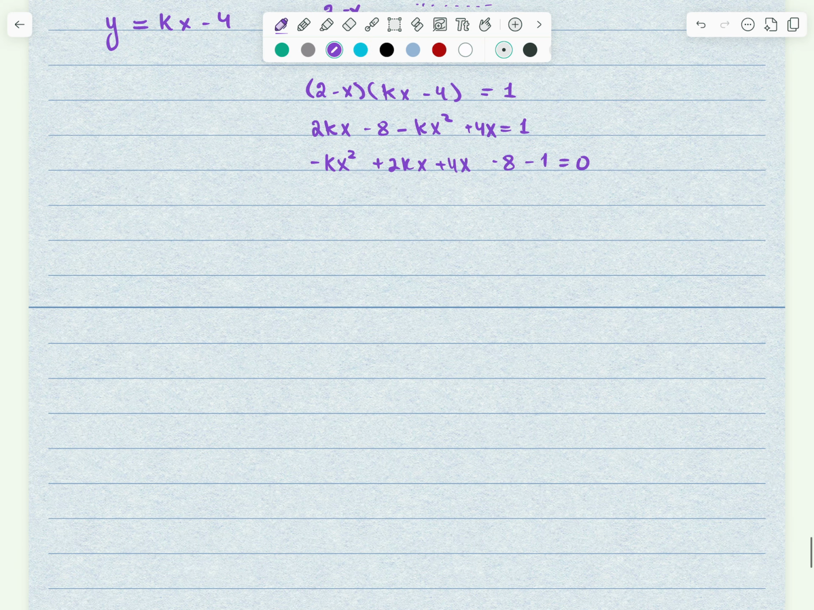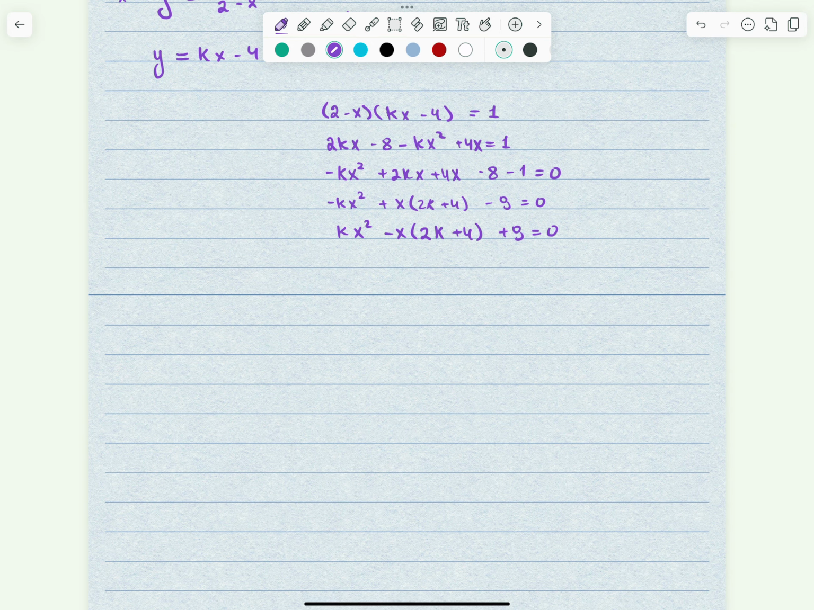Okay, so the next step is I am going to be multiplying everything by -1. You don't have to necessarily do that, but I'm actually going to multiply by -1 after I factorize this 2kx plus 4x. I'm going to be taking the x out, writing 2k plus 4, minus 9 equals 0. And let's multiply everything by -1. That gives us something that looks like this, plus 9 equals 0.